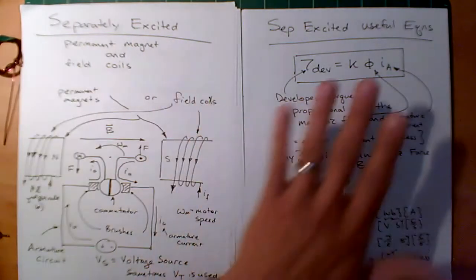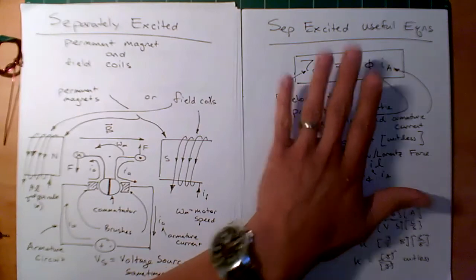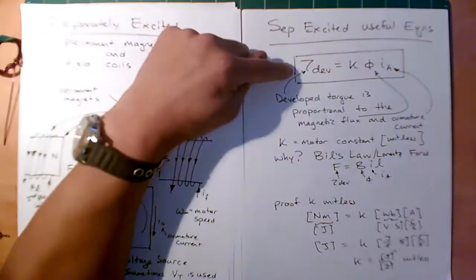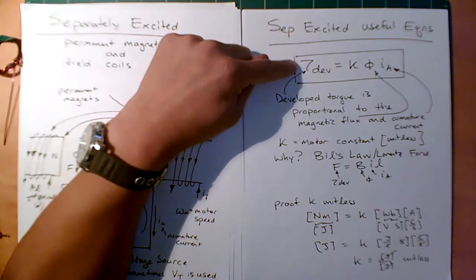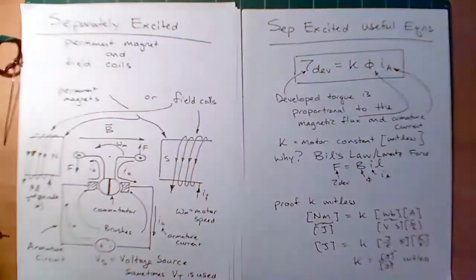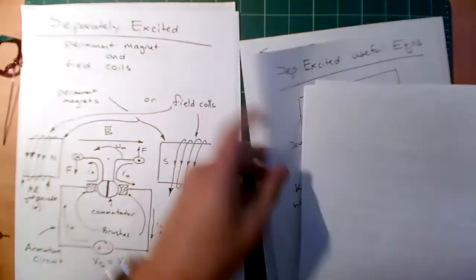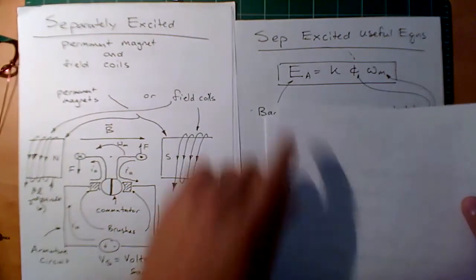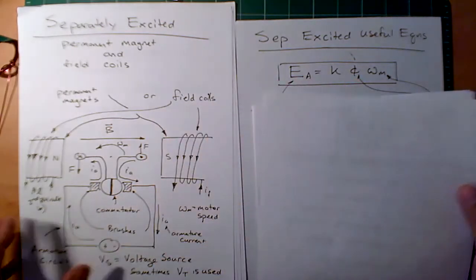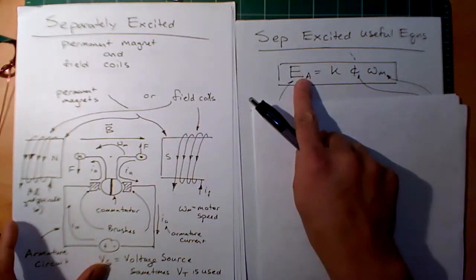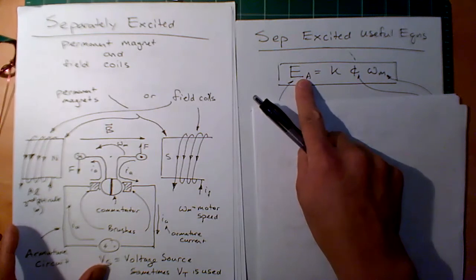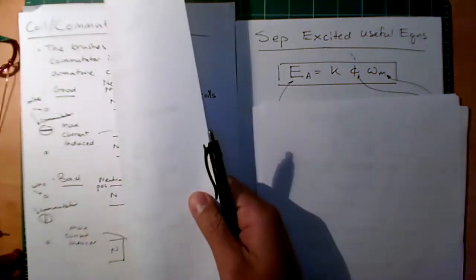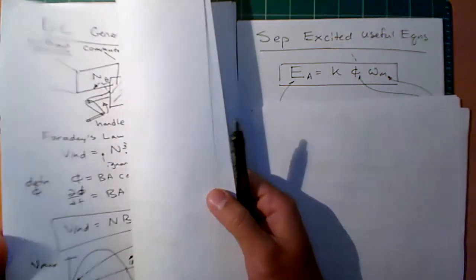Okay, so we have our Bill's law or torque developed or Lorentz force equation. I would prefer that you call this either Bill's law or Lorentz force, because that's really where it's coming from. So what about the next equation here? We just already talked about it. Great. This is EA equals K phi omega M. This is the back EMF. So it's that back EMF voltage is proportional to the speed and the flux. Perfect. That's exactly coming from that first page over here.